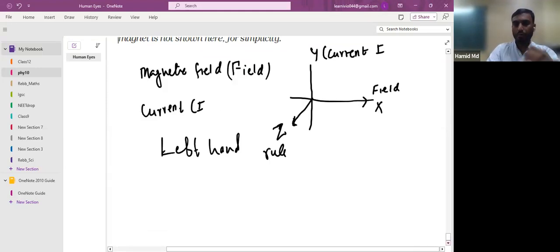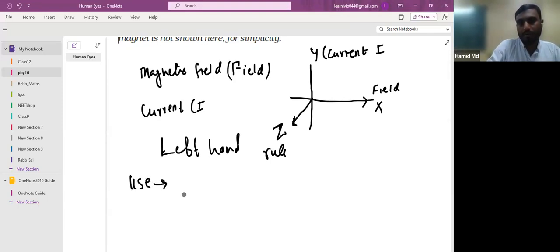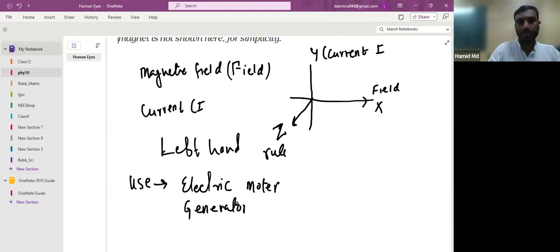What is the use of all these Fleming's rules? We will use it in the electric motor, and in the DC generator as well. How we use this, we will be reading in the next class.